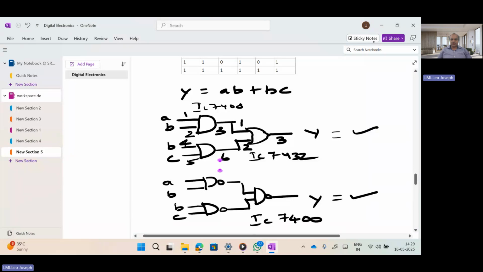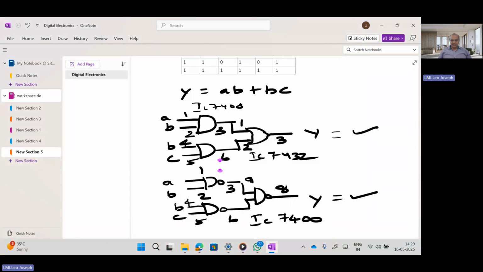Now I am going to write the pin diagram here. So 1, 2, and 3. After that, 4, 5, and 6. And then 7, 7 is ground. So 8 is the output. This is 9, and this is 10. Like that I am writing.